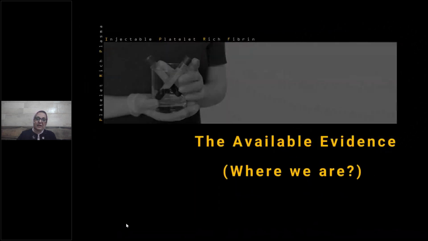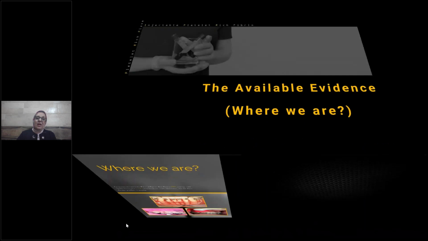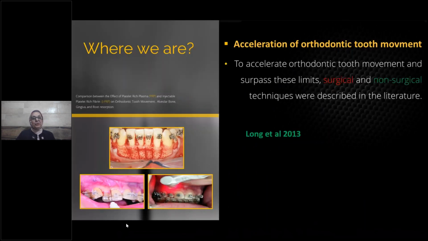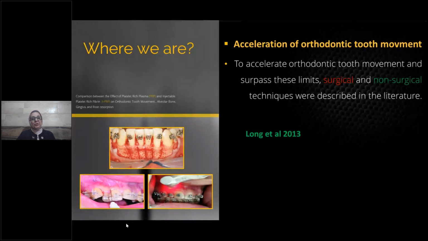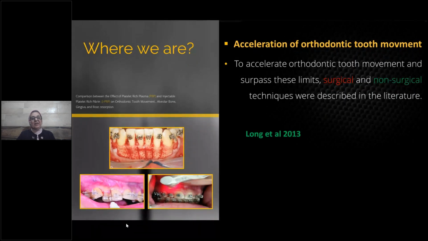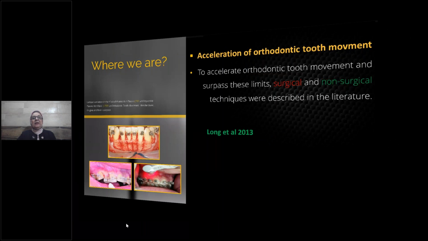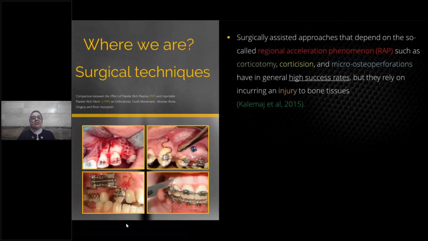Where are we with the available evidence on acceleration of orthodontic tooth movement? To accelerate orthodontic tooth movement and surpass their limits, surgical and non-surgical techniques have been described in the literature, such as regional acceleratory phenomenon techniques like corticotomy, corticision, and micro-osteoperforation, which in general have a high success rate, but they rely on injury to bone tissue.